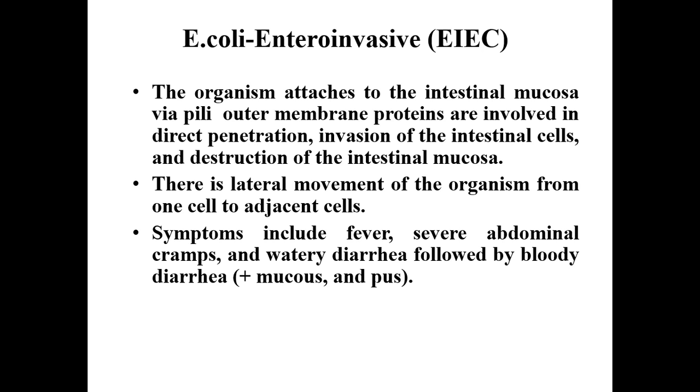Enteroinvasive Escherichia coli. The organism attaches to the intestinal mucosa via pili. Outer membrane proteins are involved in direct penetration, invasion of the intestinal cells, and destruction of the intestinal mucosa. This is lateral movement of the organism from one cell to adjacent cells. Symptoms include fever, severe abdominal cramps, and watery diarrhea, followed by bloody diarrhea, with mucus and pus present.